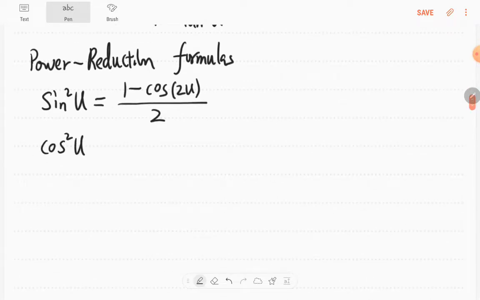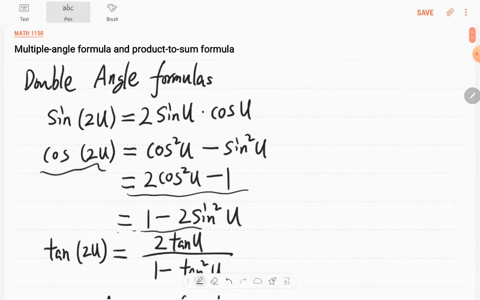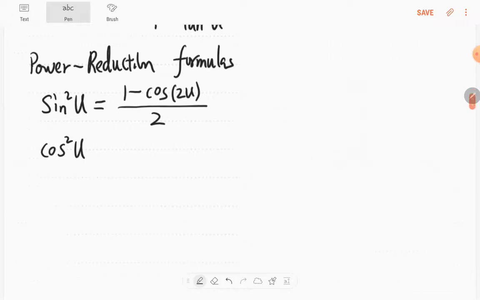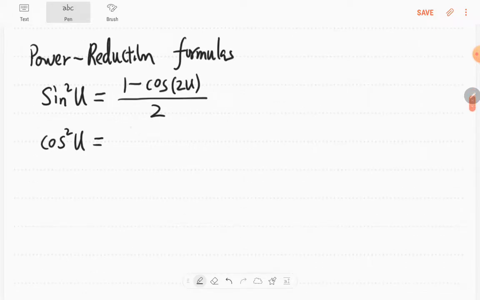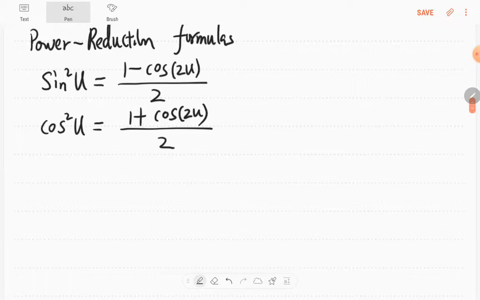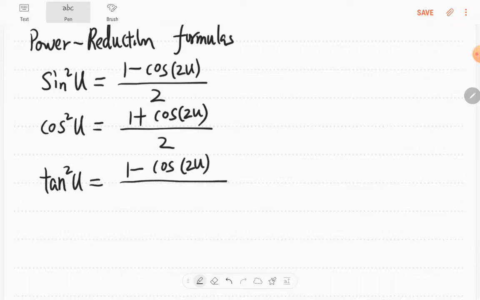Cosine square u. You can solve this equation for cosine square, right? So cosine square is equal to 1 plus cosine of 2u over 2. Then you take the ratio, sine square over cosine square, and you get tangent square equals 1 minus cosine of 2u over 1 plus cosine of 2u. So this is called the power reduction formula.